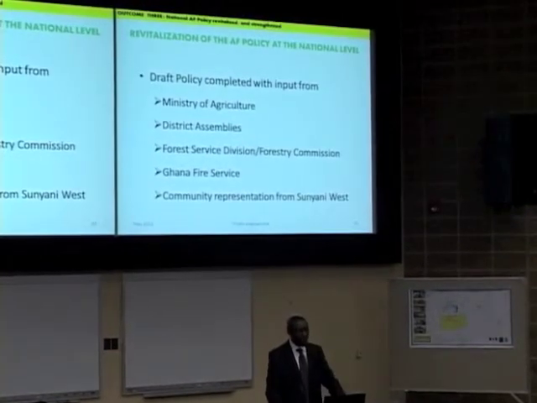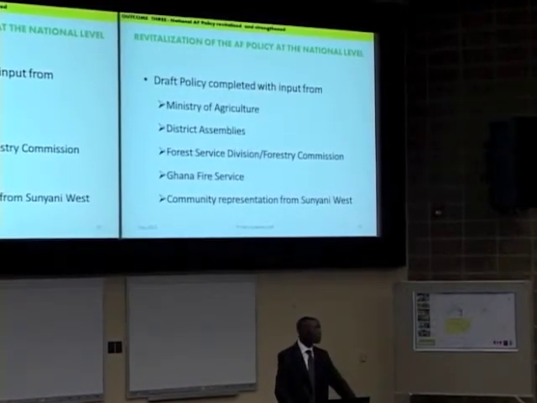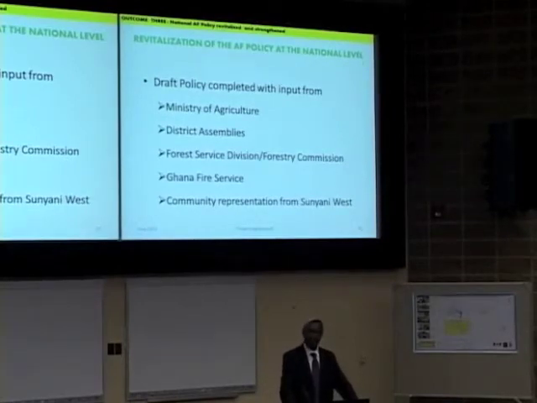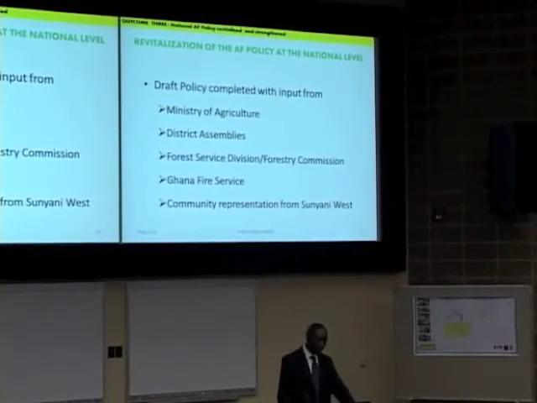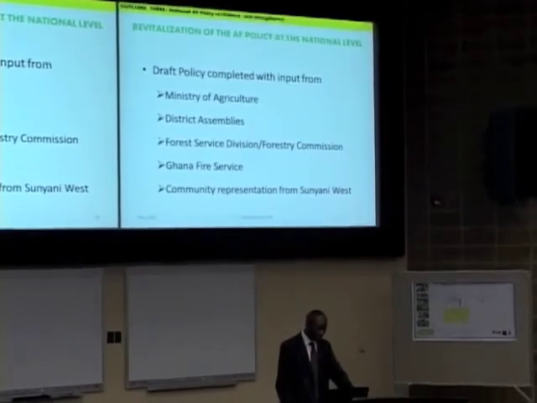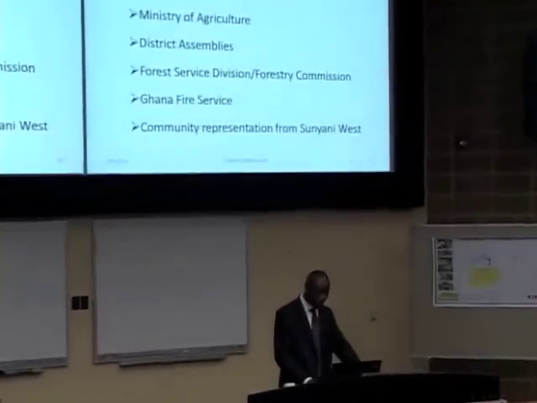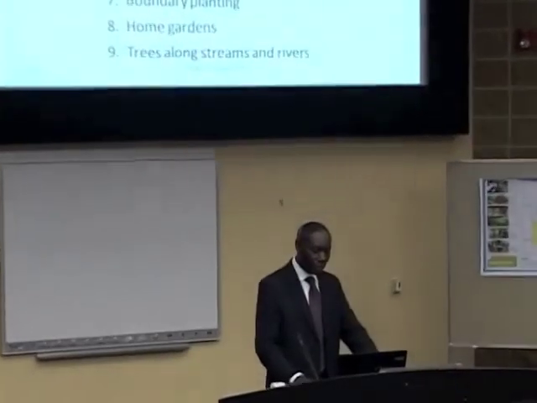So a draft policy has been completed. It's deposited with the Ministry of Agriculture. It's now being used at district assemblies, the Forest Service Commission, the Ghana Fire Service, and also communities that are represented there. The formulated strategies are just listed 1 to 9. In summary, within the policy, we said they should establish woodlots, trees on farmlands, improved fallows, amenity planting, weed breaks, live fencing, boundary planting, home gardens, and trees along water bodies.